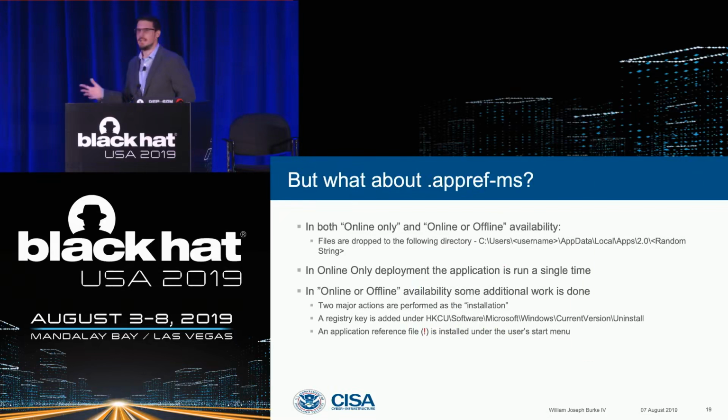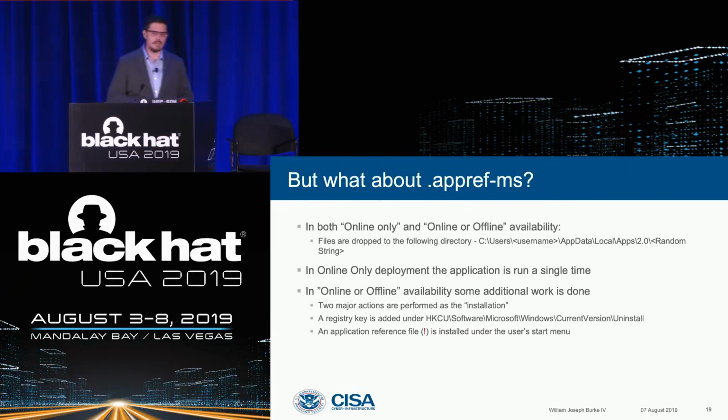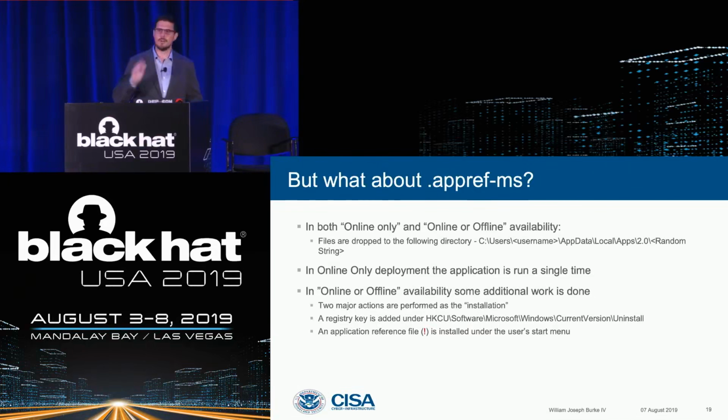So as mentioned, we have that online only and online or offline availability. Now, in online only, it pulls those files to a temp directory, fires it off one time. It's meant to be a single time use. And then if you want to run the application again, you can rerun the .application, wherever the case might be. But typically with the online only, it's meant to be short-term use, like a single time run kind of situation.